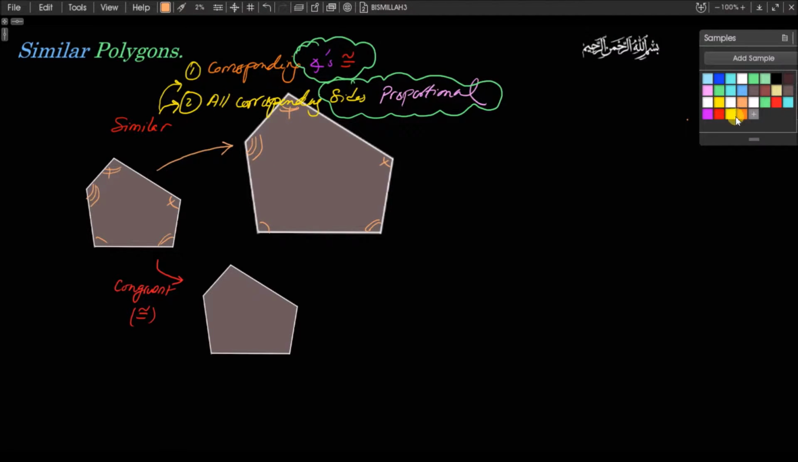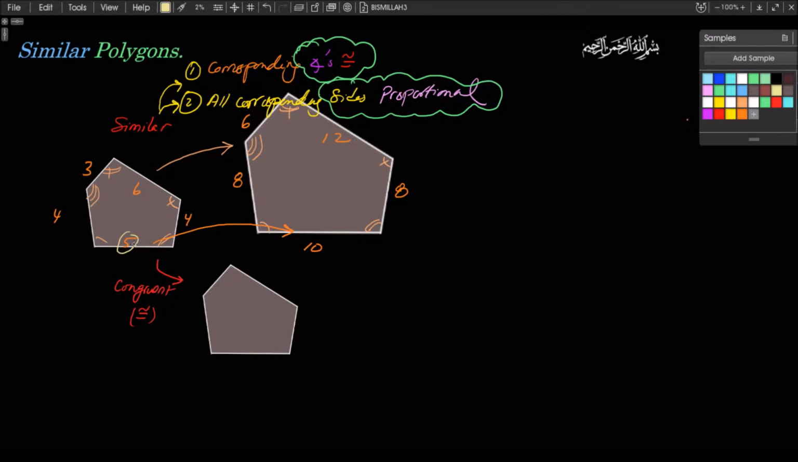Now, what about the second condition? All corresponding sides have to be proportional. In other words, if this was, let's say, 5, and I doubled it from here to here to make it 10, and if this was 4, I would have to double this over here to make it 8. And if this was a 6, I would have to double that to make it 12. And if this was a 3, I have to double that, making it 6. And if this was 4 again, I have to double that, making it 8. In other words, all the sides are proportional.